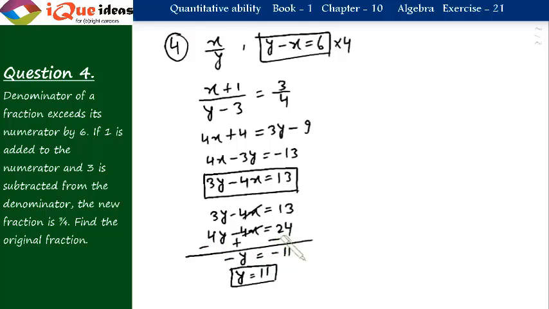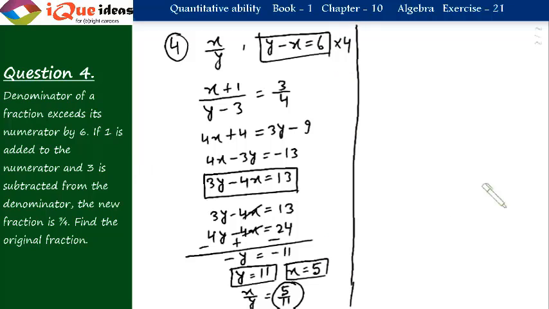By putting the value of y in the first equation, you will get the value of x, that is equal to 11 minus x is equal to 6. So x will be 5. So we have our fraction. The answer of the question, the required fraction is x by y, which is 5 by 11. Again, if the options were given, you could have used the options and checked them.